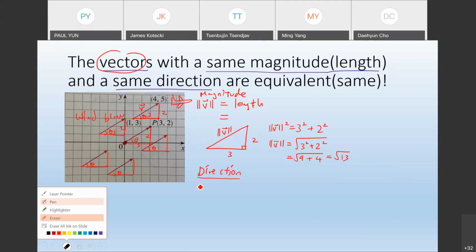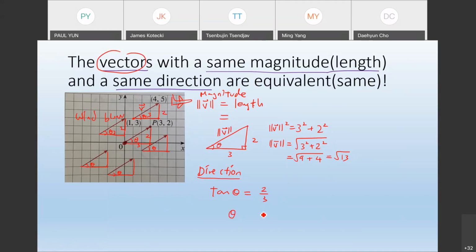So how do you do this? Theta, you know, tangent theta equals 2 over 3. Theta equals tangent inverse of 2 over 3. Okay, done. So what's that? It's about 33.7 degrees.